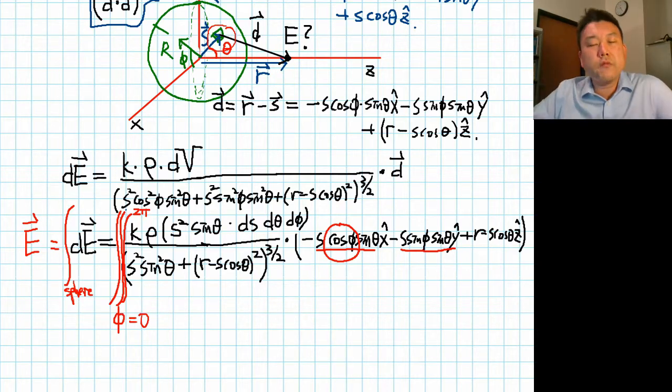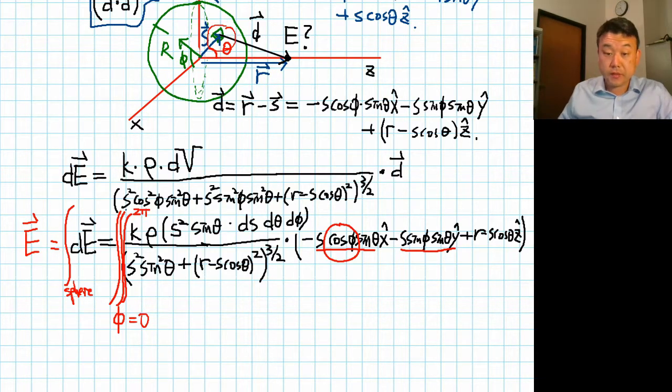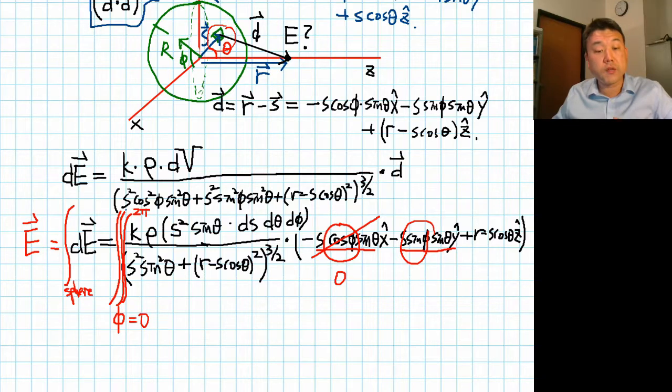What do you think you'll get when you integrate cosine of phi over a whole period, 0 to 2 pi? If you said 0, you're right. So this term is going to vanish. The x component is going to go to 0. And the same thing happens with the sine of phi. When you integrate it from 0 to 2 pi, it's going to give you 0. And there's no other phi terms there, so the phi integral is really that simple. It simply evaluates to 0 for the x and y components. Hopefully that makes intuitive sense.